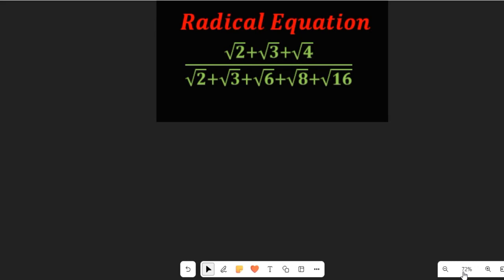Hello, let's simplify this radical equation, which has to do with square roots of various integers. In this expression, we are given perfect squares and non-perfect squares. Now, how do we simplify this without the use of a calculator? Join me as we solve this.